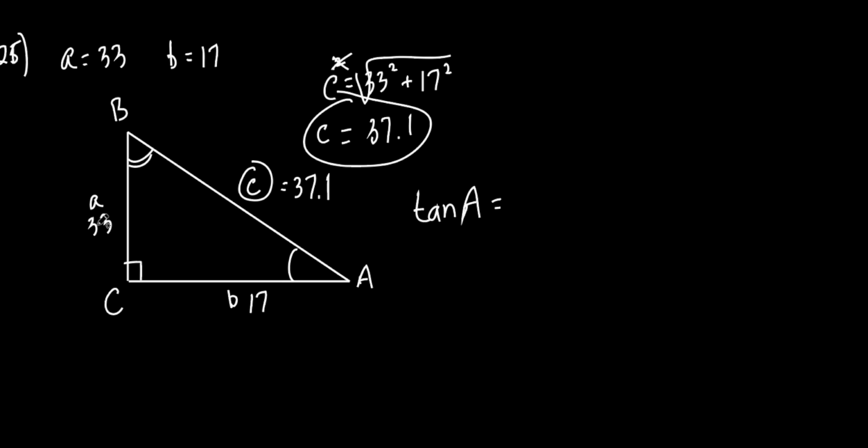The tangent of A is equal to the opposite over the adjacent. So I go 33 over 17. Now, what's the math here? I got to get A by itself, so I get rid of the tangent. How do I get rid of a tangent? I take the inverse of the tangent. So I'm going to take the inverse tangent of this side as well.